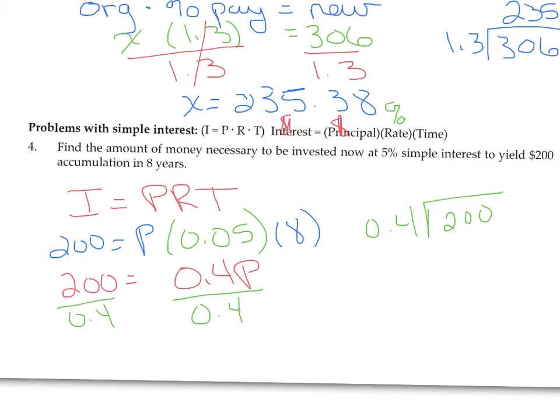You end up with 500. And that makes sense. You invest $500, you get $200 in interest.